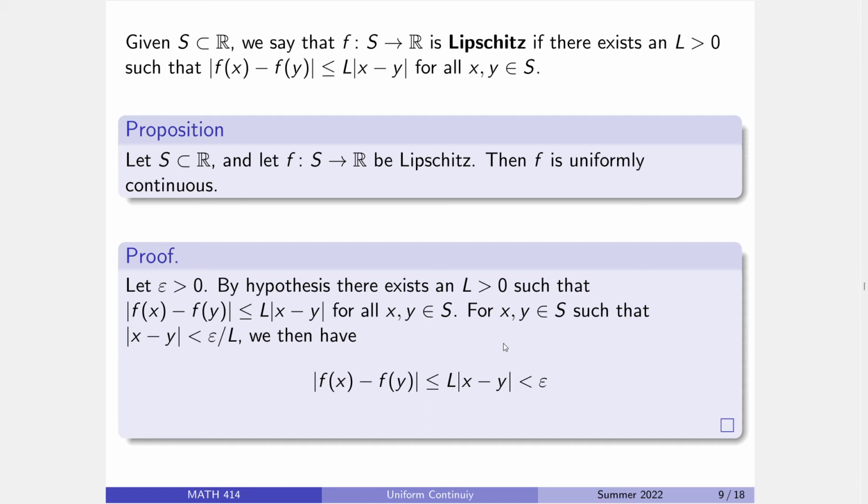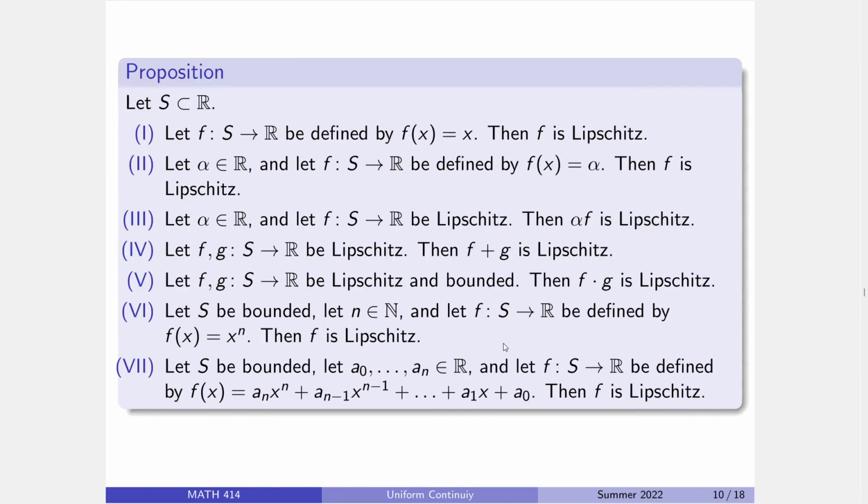Beautiful. So, if you want to verify a function is uniformly continuous, a good way to check is to see if it's Lipschitz. And as we will now prove in a massive proposition with 7 parts, there are a lot of functions that you know and love that are Lipschitz.